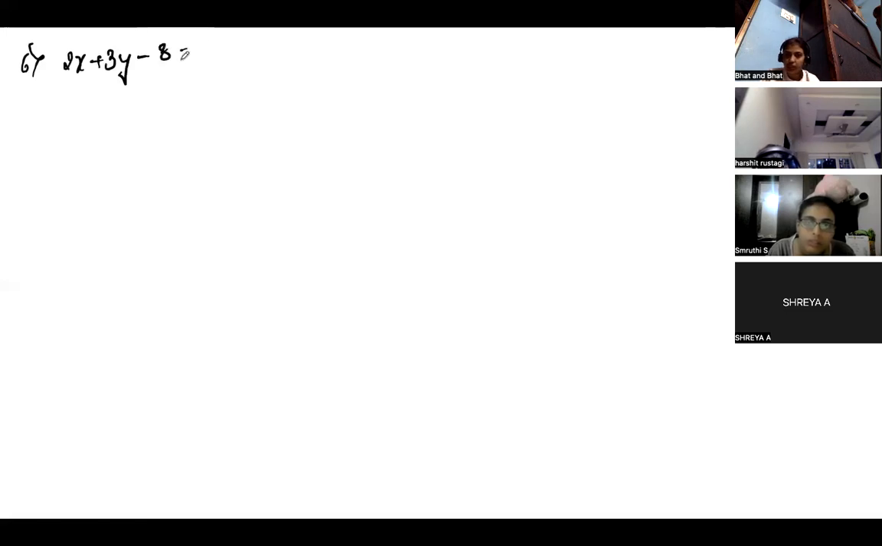Given the linear equation 2x plus 3y minus 8 is equal to 0. This is question number 6. 2x plus 3y minus 8 equal to 0. Write another linear equation in two variables such that the geometrical representation of the pair so formed is intersecting, parallel, and coincident lines. Okay.